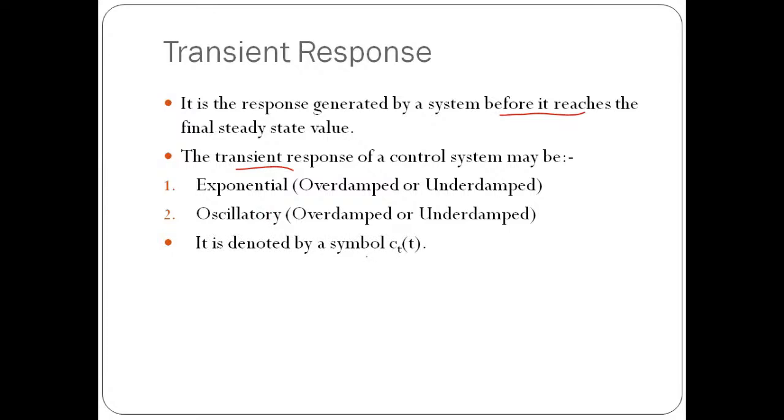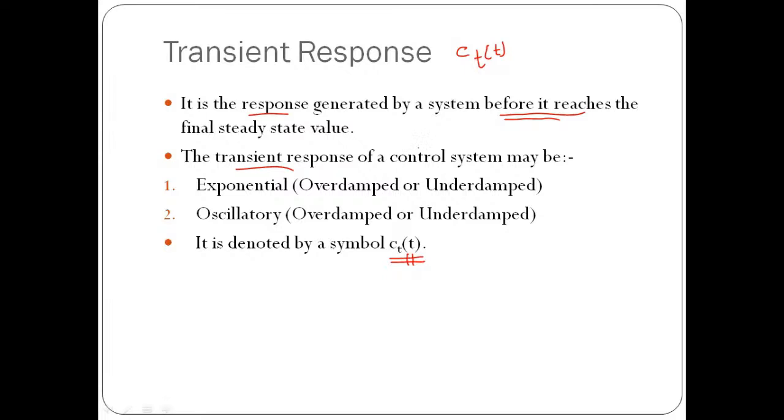Normally it is denoted by the symbol c_t(t), as I told you that there is a technique to represent transient response as well as steady state response. So transient response is indicated by the symbol c_t(t). These are nothing but the response generated by the system before it reaches the final steady state value.